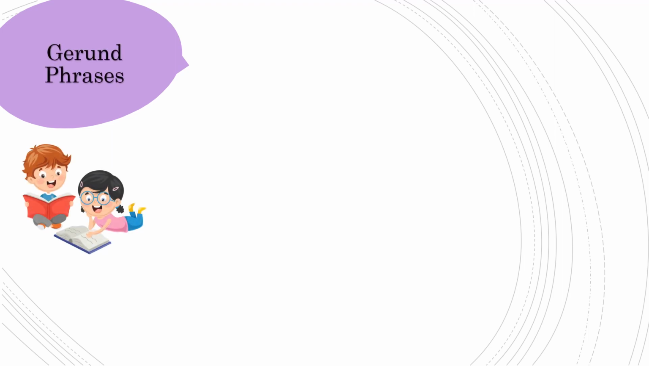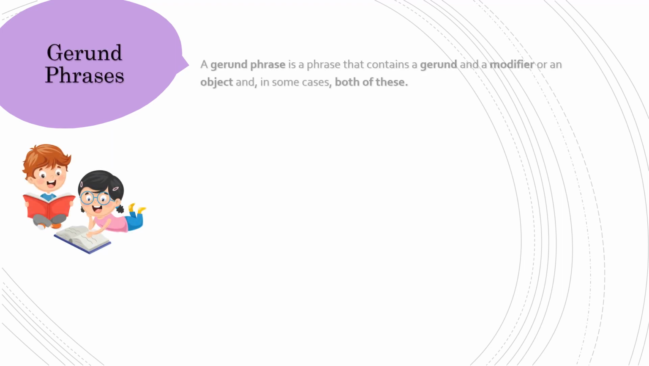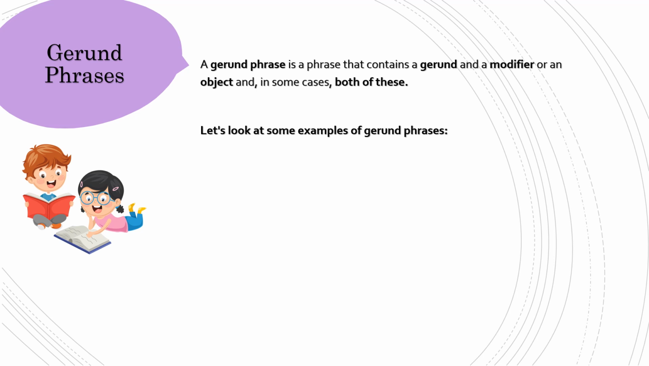Gerund phrases. A gerund phrase is a phrase that contains a gerund and a modifier or an object and, in some cases, both of these. Let's look at some examples of gerund phrases. Apologizing to them. Underground exploring.